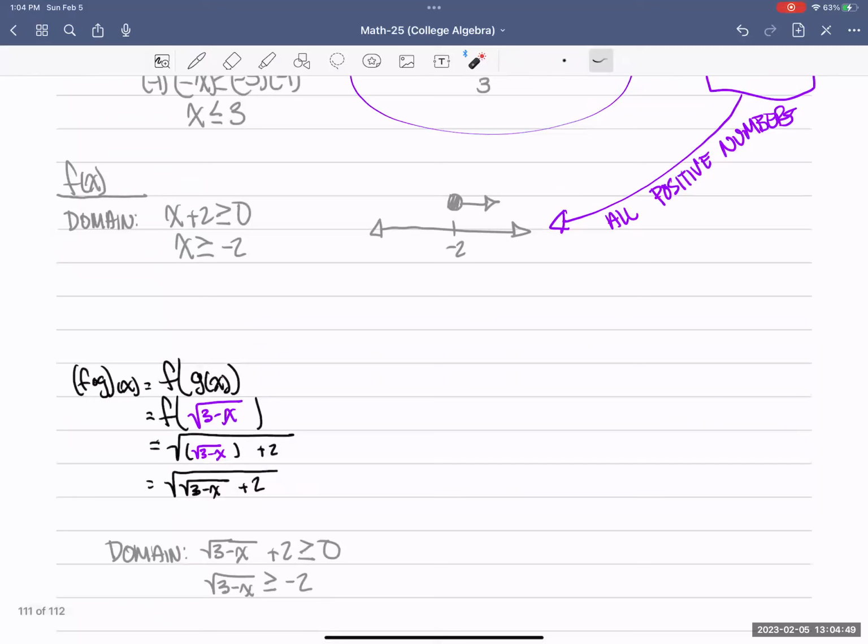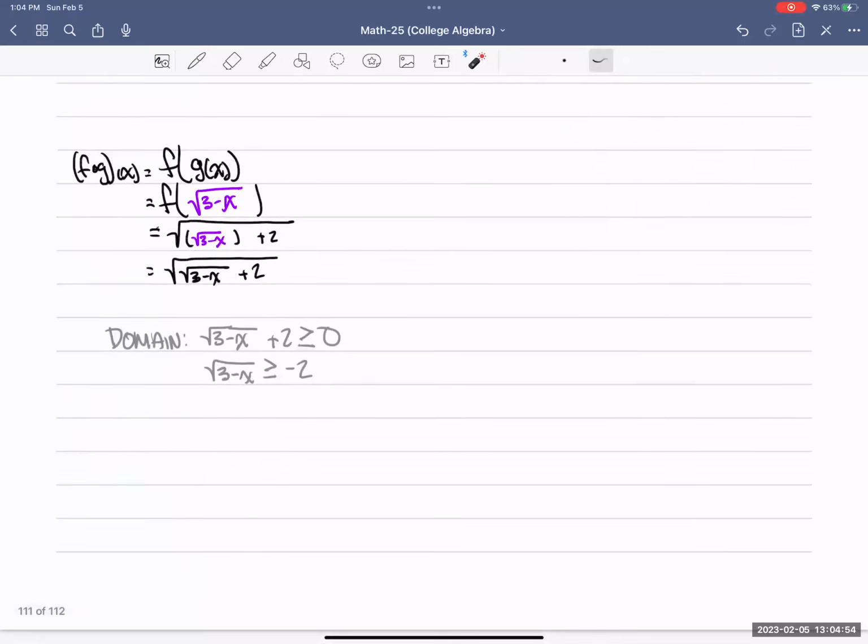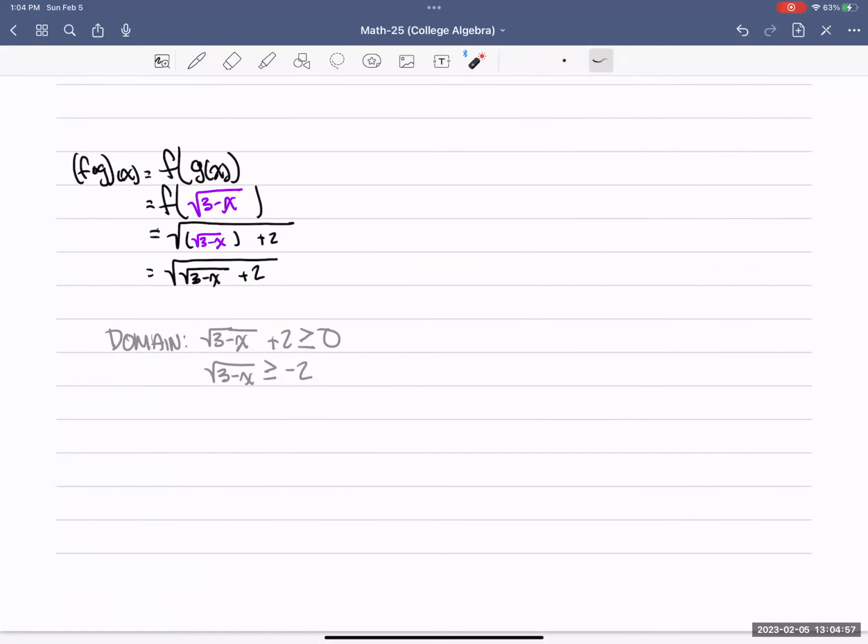So that way these numbers, we can take the square root of them. And when we take the square root of numbers, we end up with positive numbers anyway. So all of these are going to be positive numbers, which are already greater than or equal to negative 2. Any positive number is going to be greater than negative 2 naturally. So because we've already restricted our domain here, we just leave that as our domain.